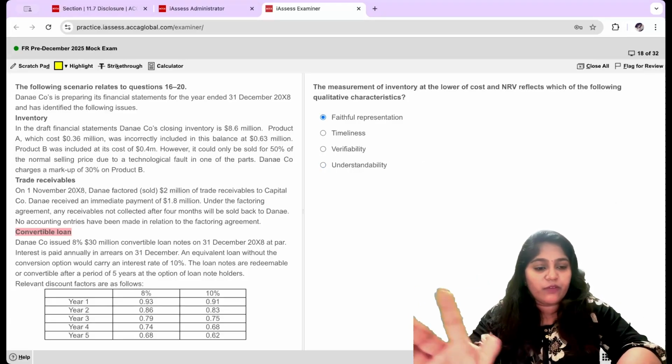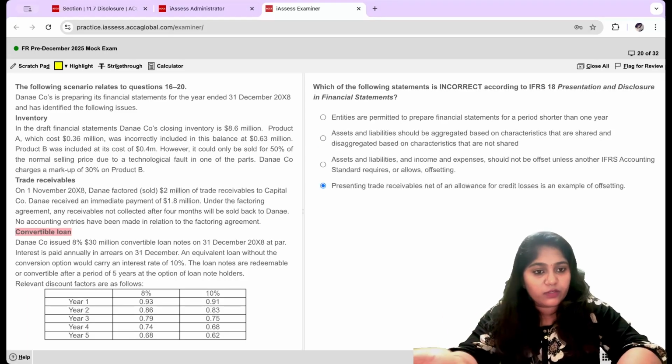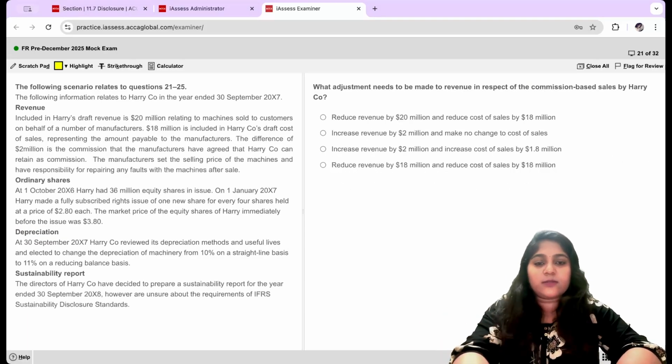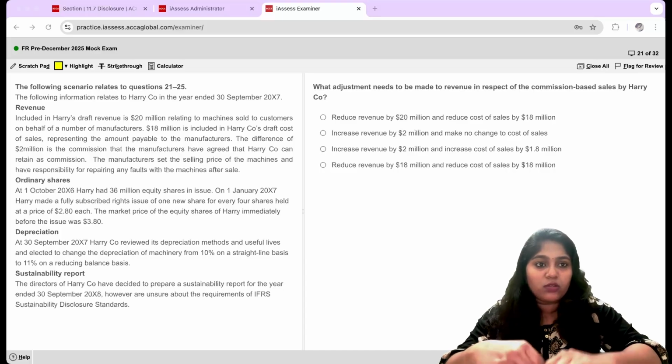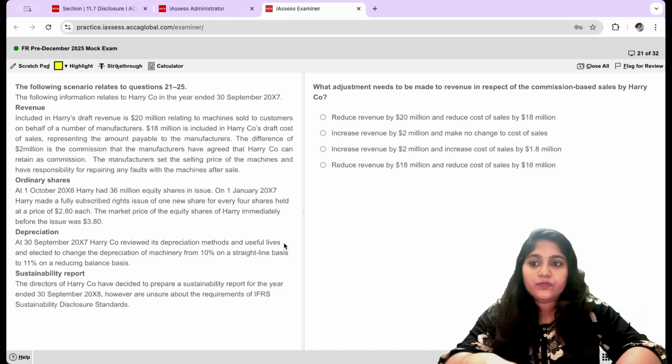Right? I think we finished this question, and then we finished this question, then we finished this question also. Yes. Now we have to go to the next set of scenario based questions.